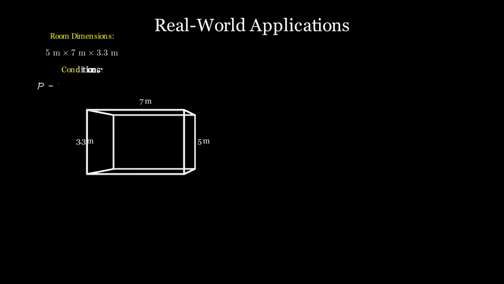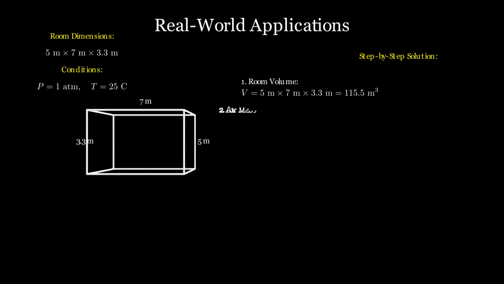Let's solve a real-world problem. Consider a rectangular room with dimensions 5 meters by 7 meters and a height of 3.3 meters. The air inside is at atmospheric pressure and 25 degrees Celsius. Calculate the internal energy and enthalpy of the air in the room. First, we calculate the room volume. This tells us how much space the air occupies. Using the ideal gas law, we can find the mass of air in the room. At atmospheric pressure and room temperature, we have about 138 kilograms of air.